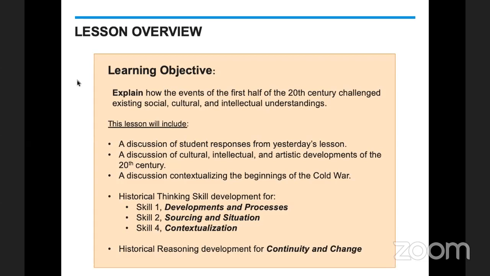All right, so as we already talked about, we are going to explain how the first half of the 20th century really challenged things that are going on socially, different cultural developments, as well as transforming intellectual understandings. We're going to talk about your amazing responses from yesterday. Again, we continue to be so impressed with the work that you're doing. Really, really great responses, and Todd's going to talk a little bit about those. And then he's going to talk about cultural and intellectual developments. We are not going into visual art today. We're going to save that for another day. And then we'll talk about the beginnings of the Cold War and how the end of World War II really sets that up. As far as historical thinking skills, we're going to be doing skill 1, developments and processes, skill 2, sourcing and situation, and skill 4, contextualization. We'll also be doing the reasoning process of continuity and change over time.